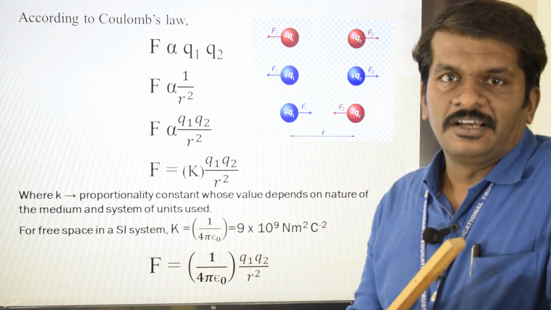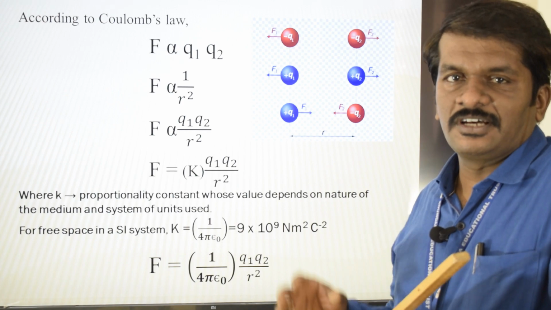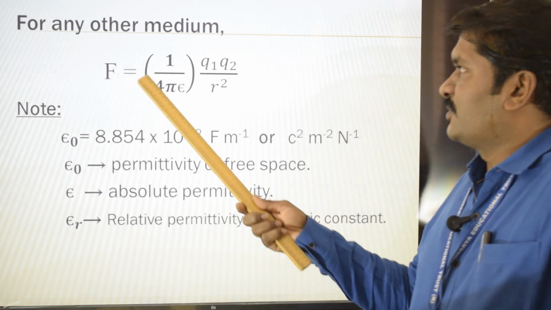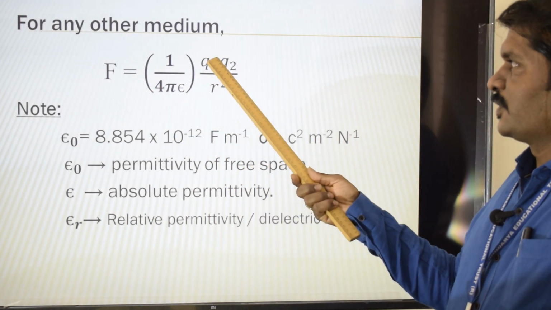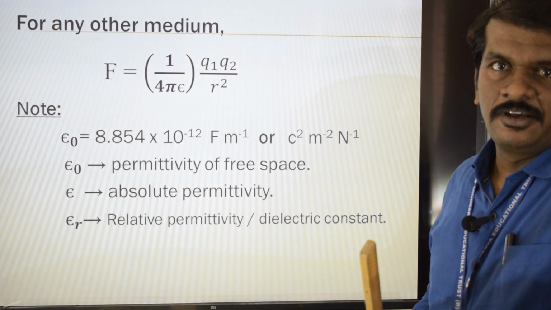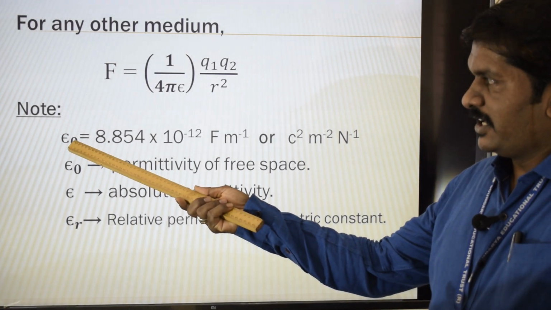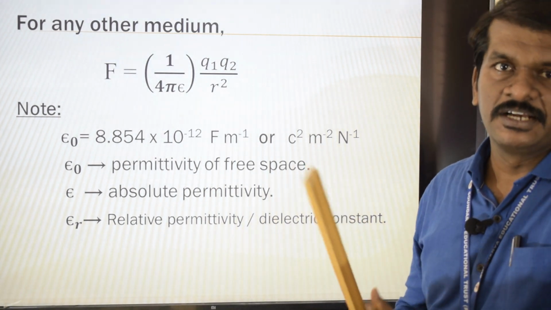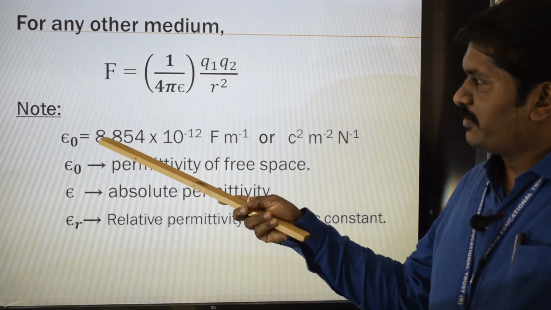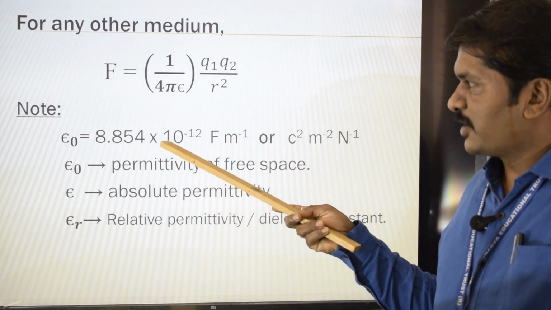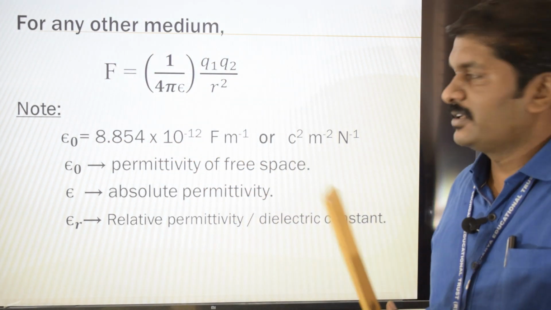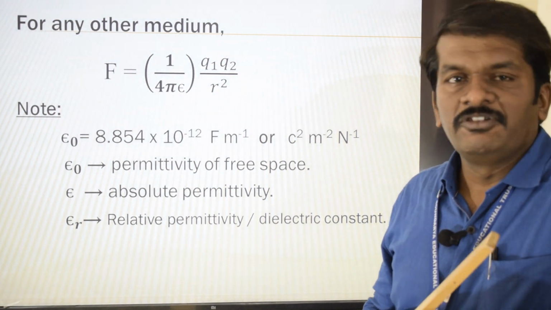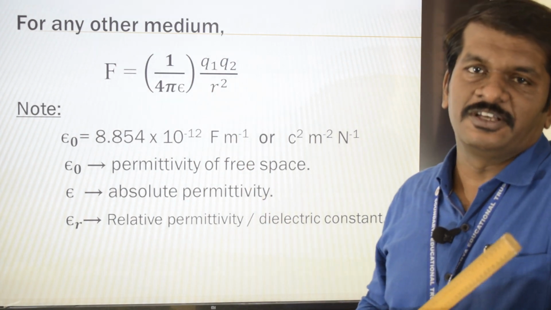If we consider the same charges separated by the same distance in another medium, then the equation becomes F equals 1 by 4 pi epsilon Q1 Q2 by r squared, whereas in the last expression we had epsilon naught. Epsilon naught is called the permittivity of free space and it is a constant value. The value is 8.854 into 10 to the power of minus 12 farad per meter, or coulomb squared per meter squared per newton. Then we must know the meaning of this permittivity of free space.